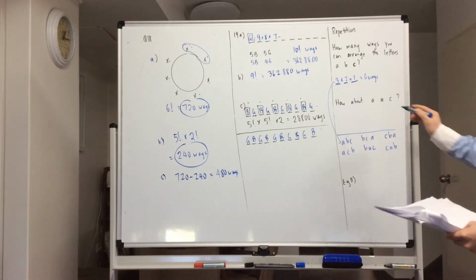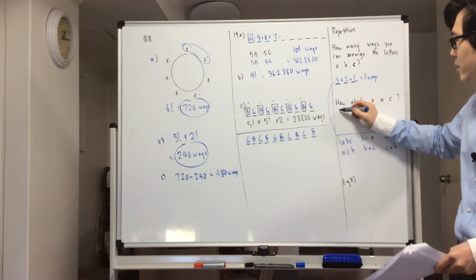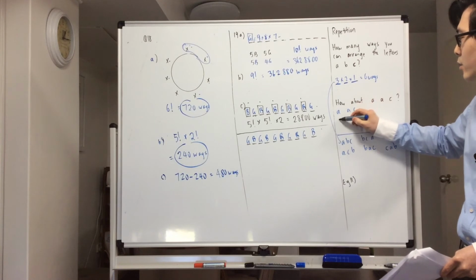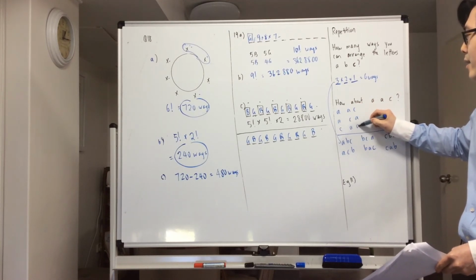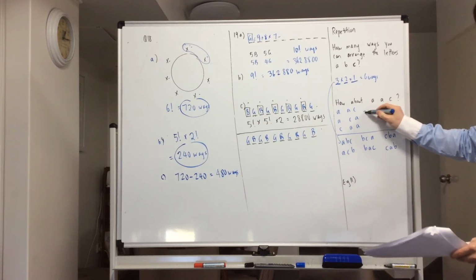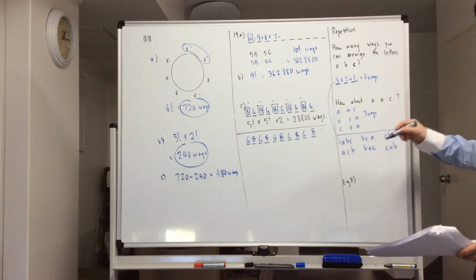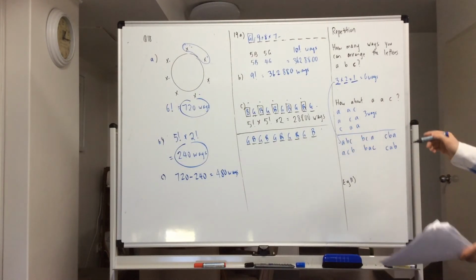But the question is, what if it was AAC? So we had a repeating letter. Let's list it out. So we can have AAC, we can have ACA, and we also can have CAA. Is there any other ways? No, so it's just 3 ways. So this is a pretty simple example, but what if we had a really long letter with lots of repetitions? So here's how you do it.